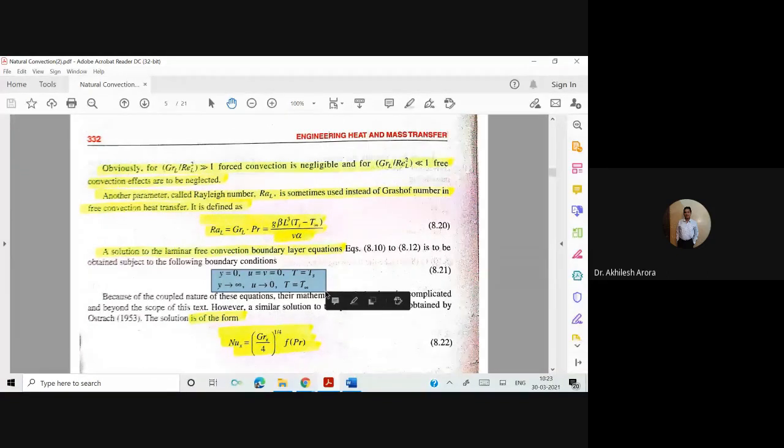For example, at y equal to 0, v will be equal to u equal to 0. Y means it is the horizontal direction, so in the horizontal direction there is no flow; it is in the vertical direction, which is the x direction. And t is equal to ts, that's also true. And when y tends to infinity, u tends to 0.